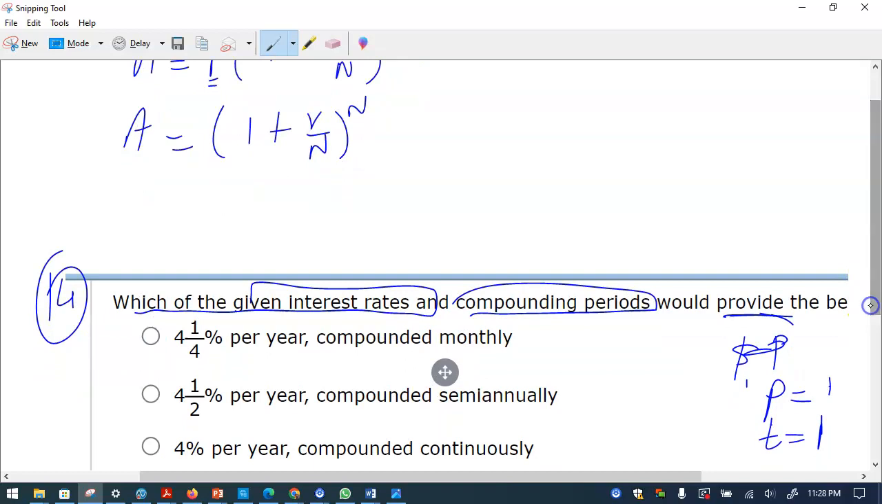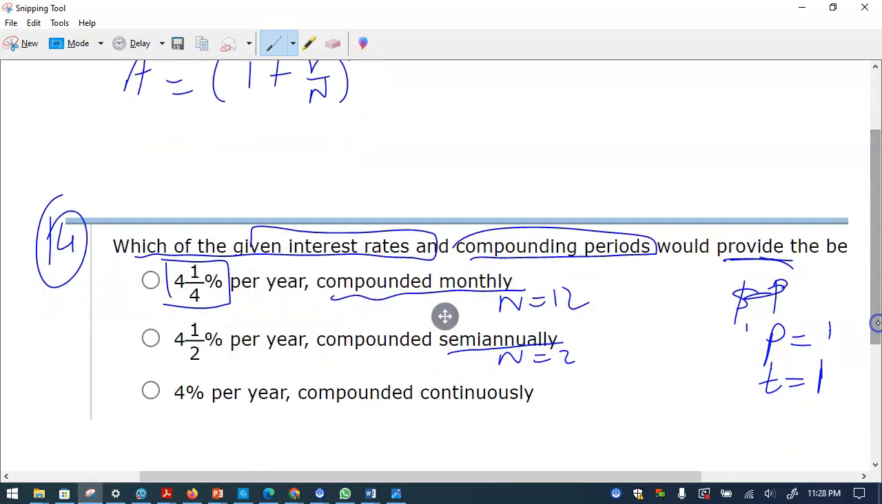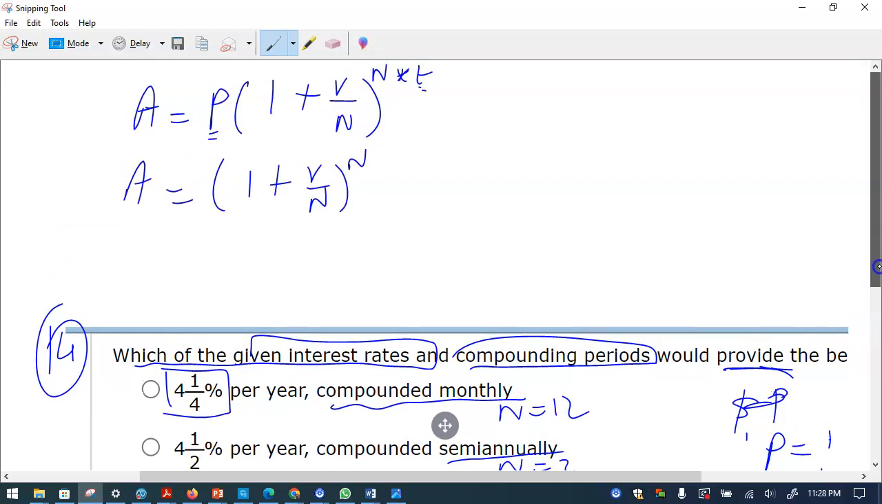Now, the first one says 4% per year compounded monthly. That means your n is 12 here. Here n is 2 because semi-annually means twice in a year. And when you say compounded continuously, we have to use A equals P times e raised to R. So there is some change here for continuous compounding. First of all, let's plug this in for the first one. We want to know which one will give you good returns. So T is 1, and this is what is important.